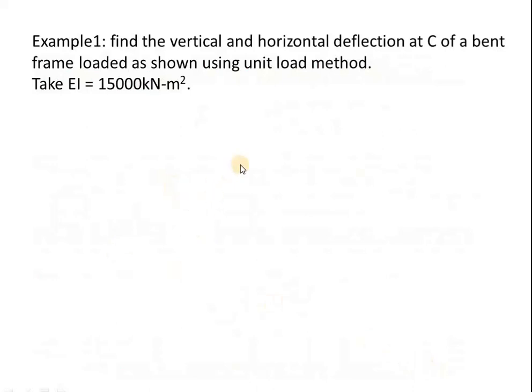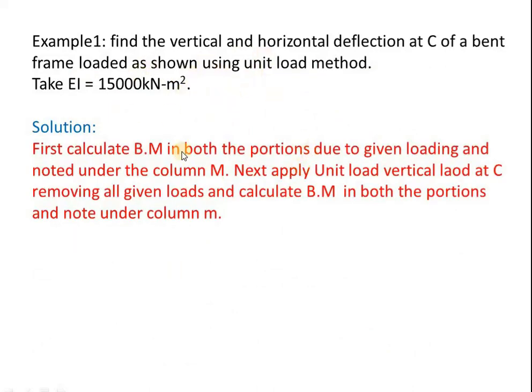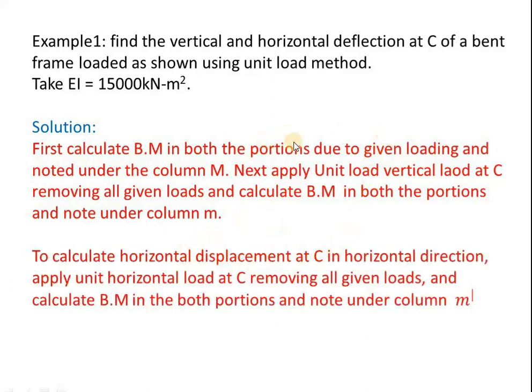Now we'll take one example and calculate the vertical and horizontal deflection at C for a bent frame loaded as shown in the figure. The procedure is this. First we calculate the bending moment due to given loading and note it under the column capital M. Then we remove the given loading, apply a unit vertical load at the point C where the deflection is required, and calculate bending moment in various portions. We note that under the column small m. Next, to calculate horizontal displacement, we remove the external loading again, apply a unit horizontal load at C, calculate the bending moment in the different portions, and note it under m dash.